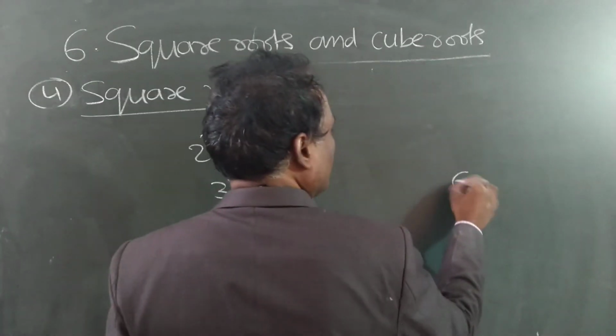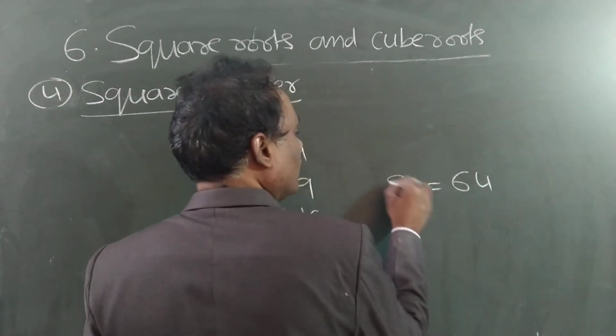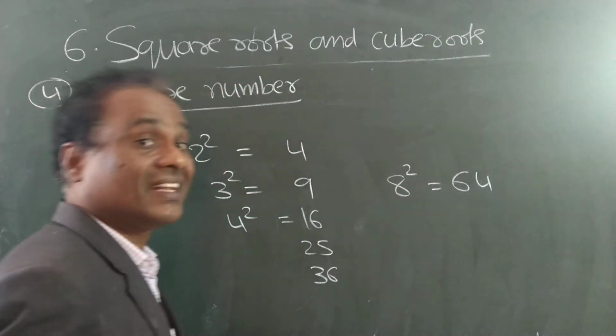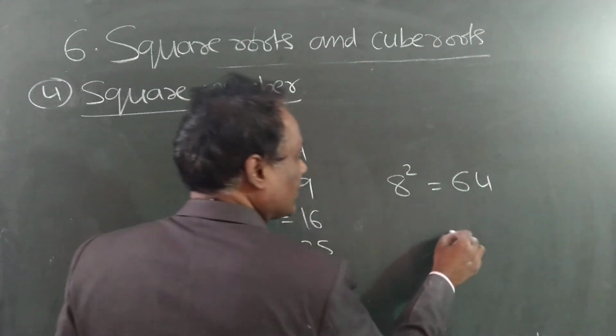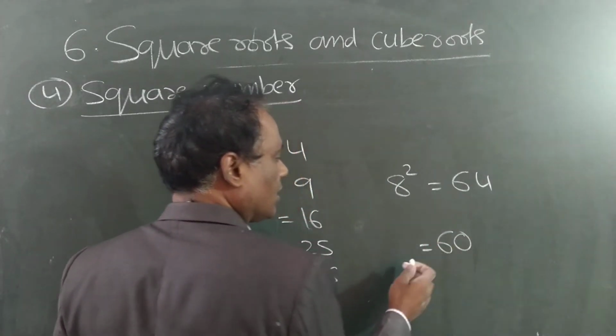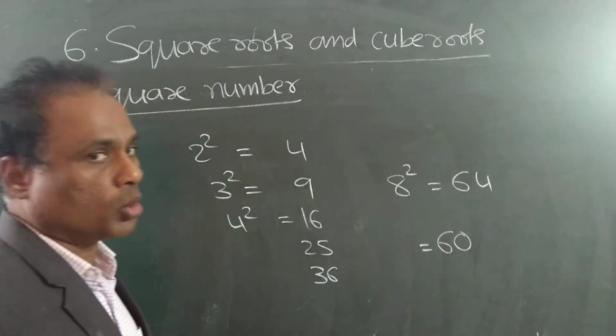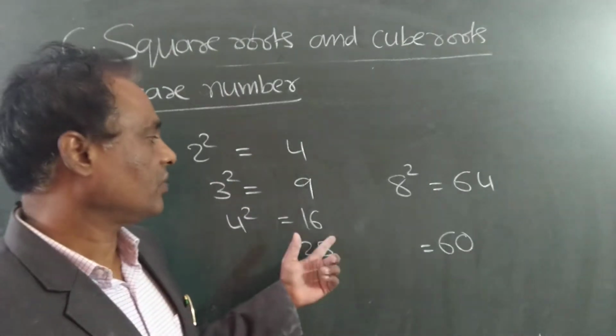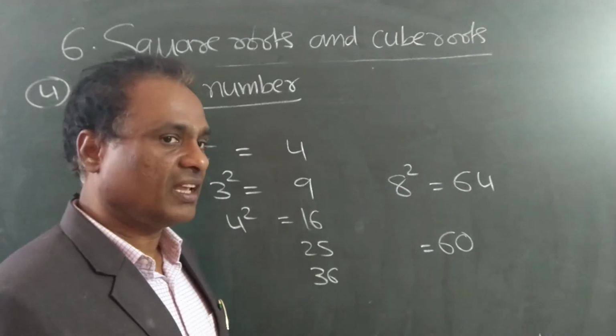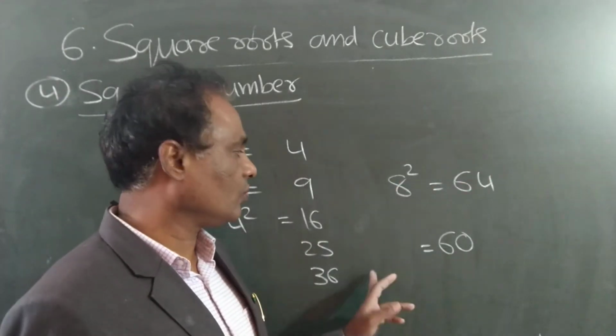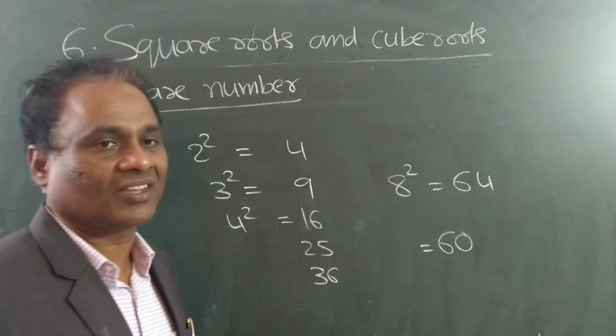Suppose it is 64. 64 is the square of what? 8 square. 8 into 8 is 64. Suppose there is 60. 60 is the square of what? No. 7 into 7 is not 60. 8 into 8 is 64. So no integer squared will equal 60.